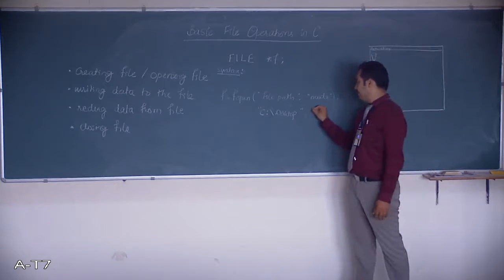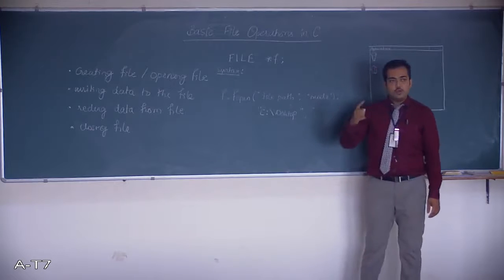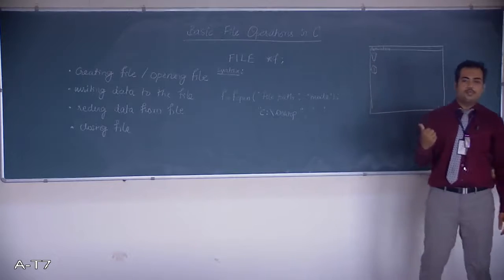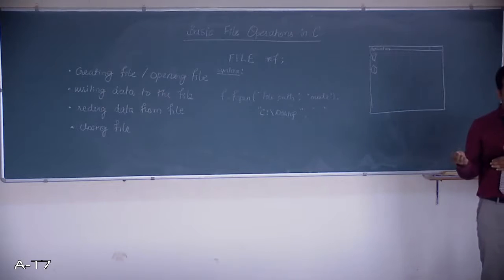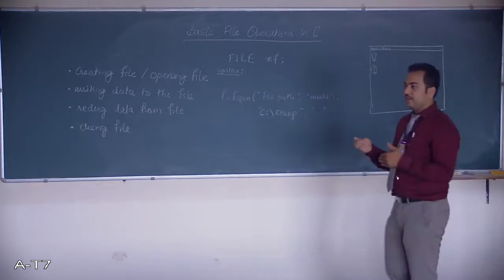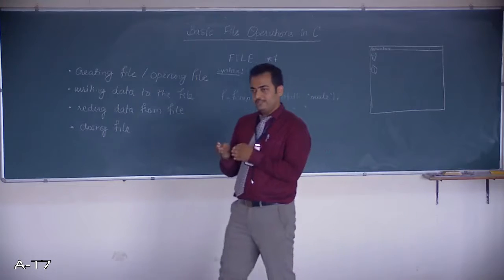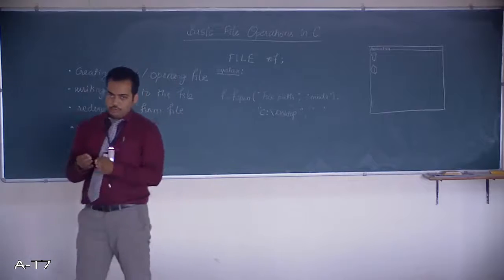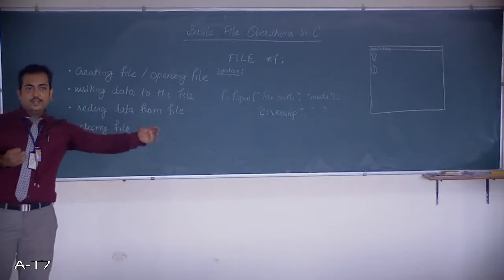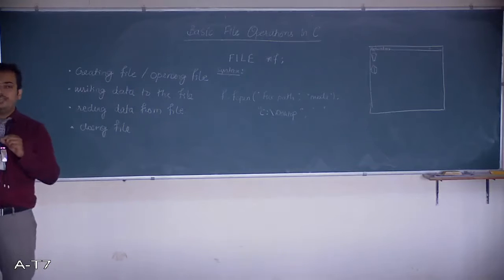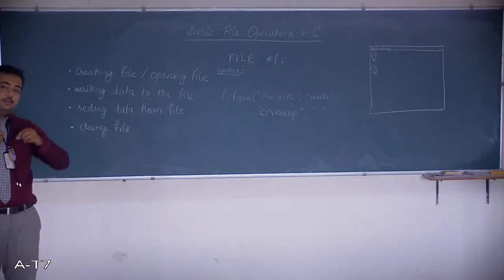And then there are three kinds of file modes. For what purpose do you want to open this file? If you want to open this file to read some data from it, then we have to open it in read mode. We also have write mode. Write mode is when you want to open the file and use it to write data into the file or store data into the file; that time we have to open it in write mode. Then we have append mode.